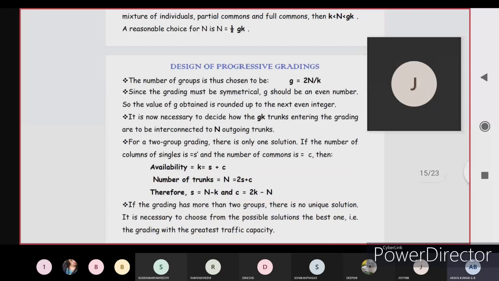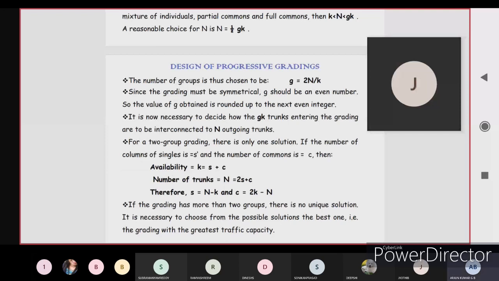Clear? Suppose you get 2.9. The next even number will be 4 and the previous even number will be 2. You can round it to 2 only, whichever is nearest to that particular value. That is an even integer.